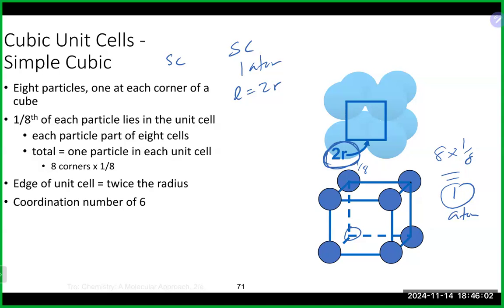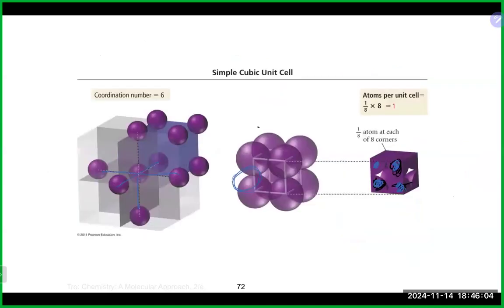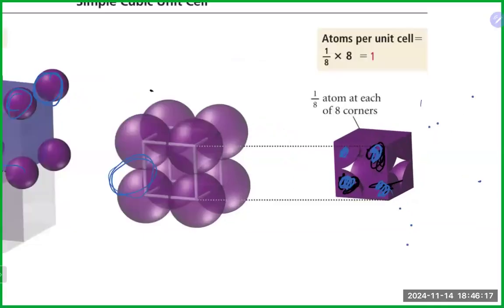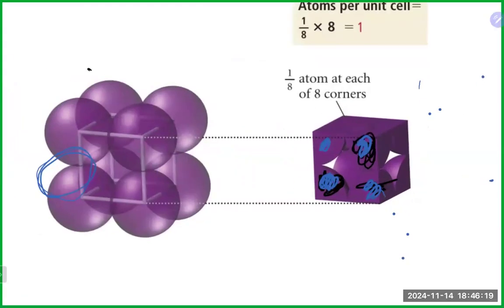Now, if we look at this here, you can see they slice 1/8 of these atoms in each of these corners, and that is what we see down here. This is 1/8 of an atom in each of these corners.